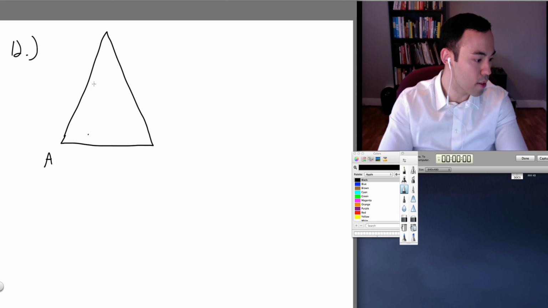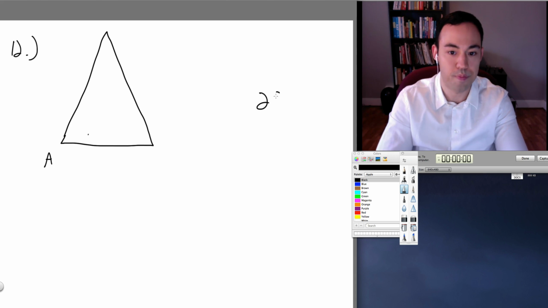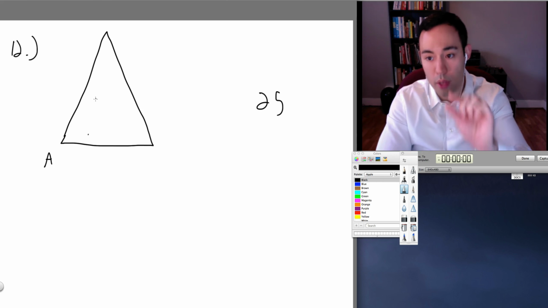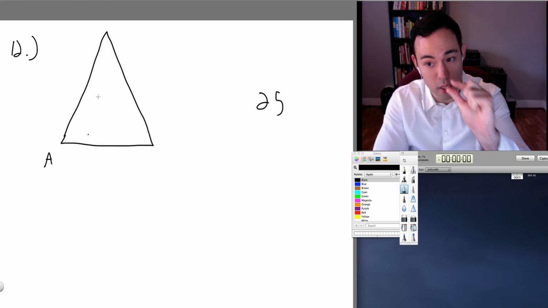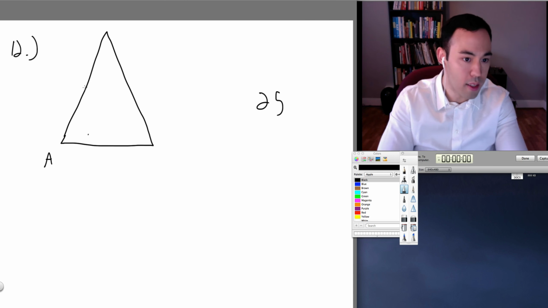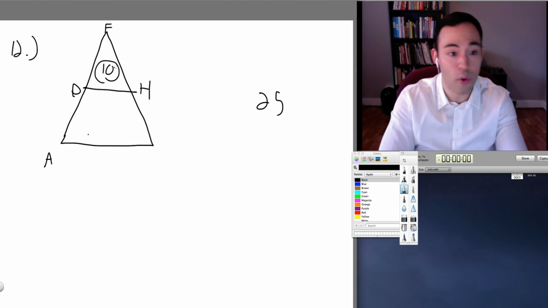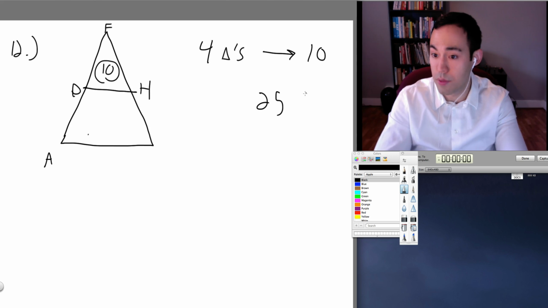All right, so this whole figure is composed of 25 small triangles. We've got a lot of triangles within, and they're congruent and equilateral. So each triangle takes up the same amount of area. And it says the area of DFH is 10. Now, we can count DFH's triangles. There's 1, 2, 3, 4 of them. So 4 triangles gives us an area of 10.